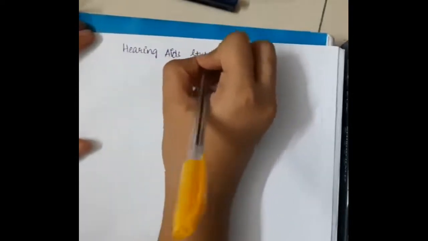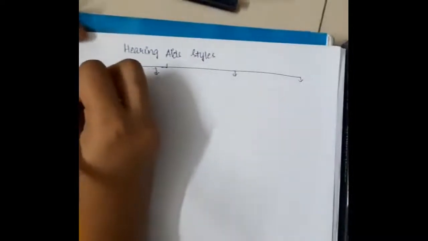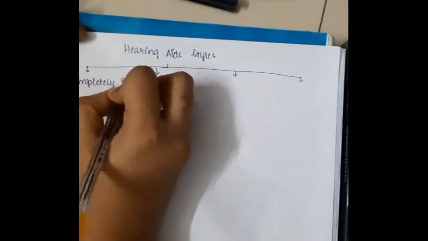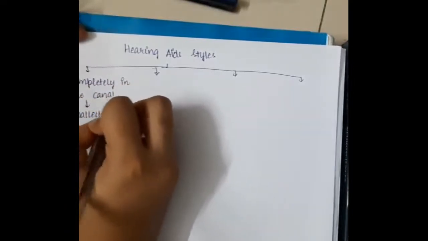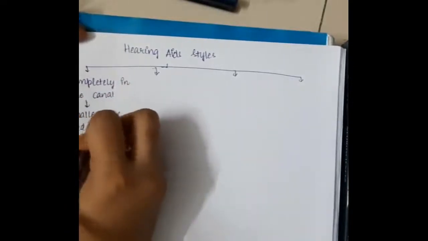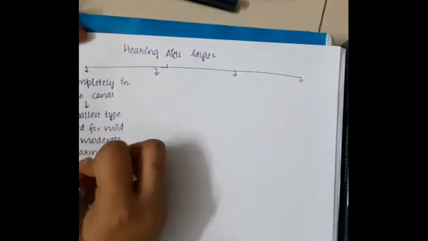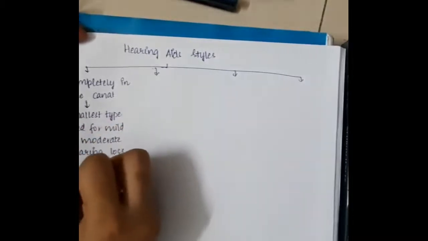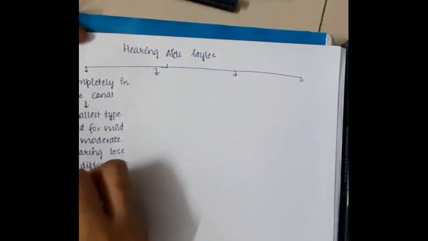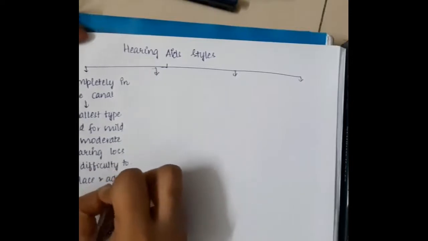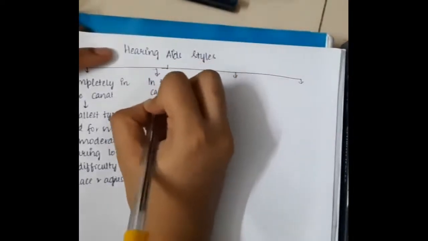Next, we have to learn about hearing aid styles. We have four types of hearing aid styles. One, completely in the ear canal. This is the smallest type and it is used for mild to moderate hearing loss. This type is the most difficult to place and to adjust.